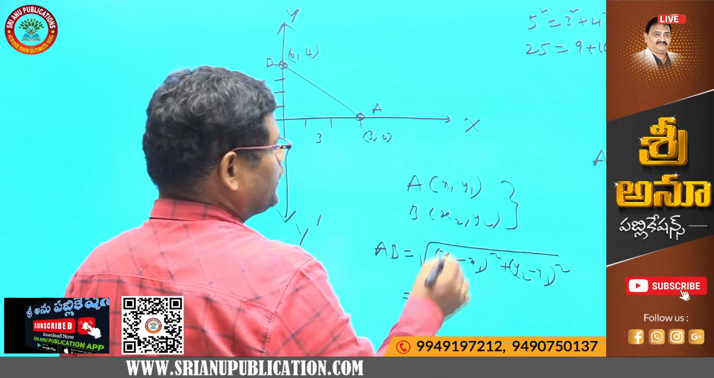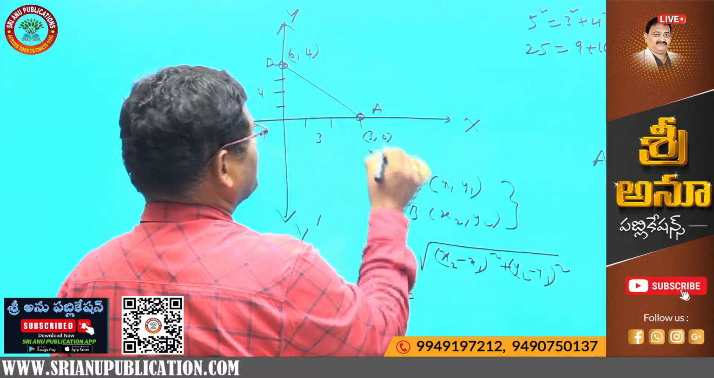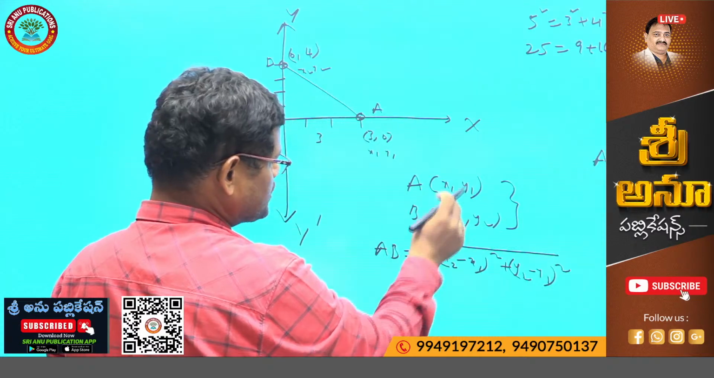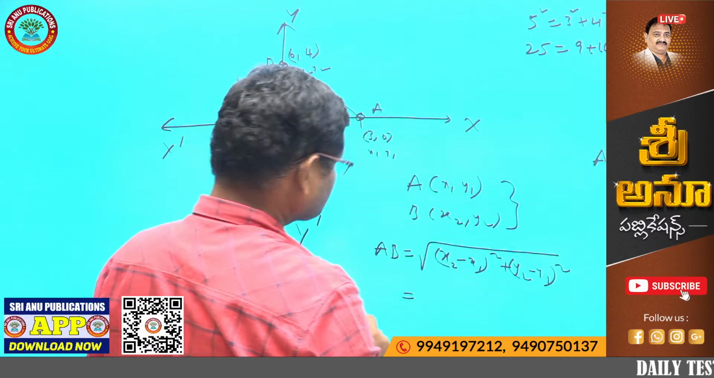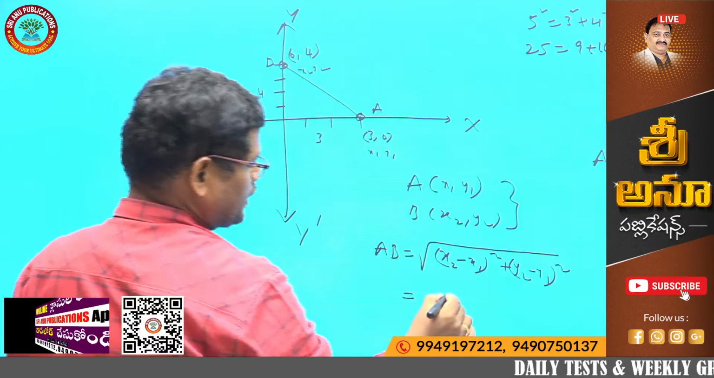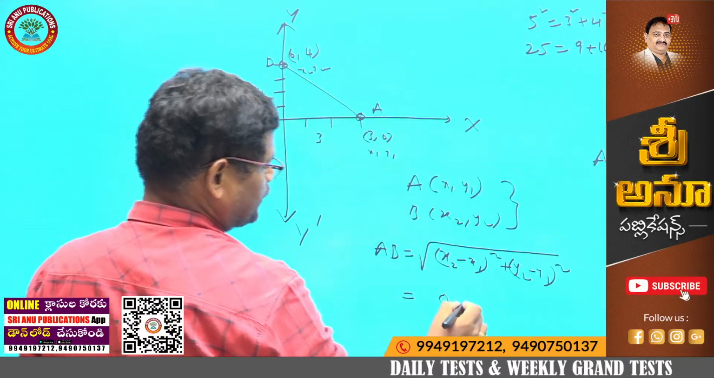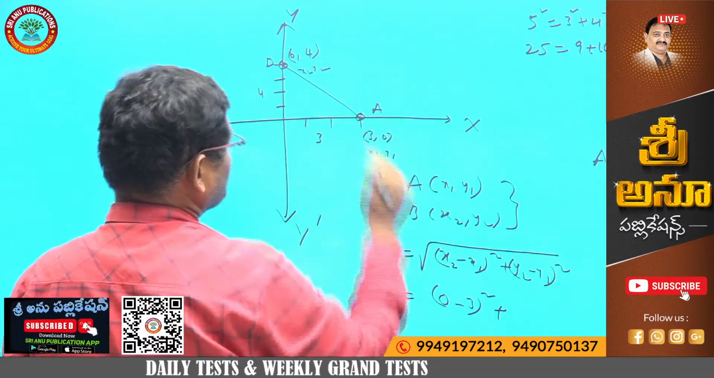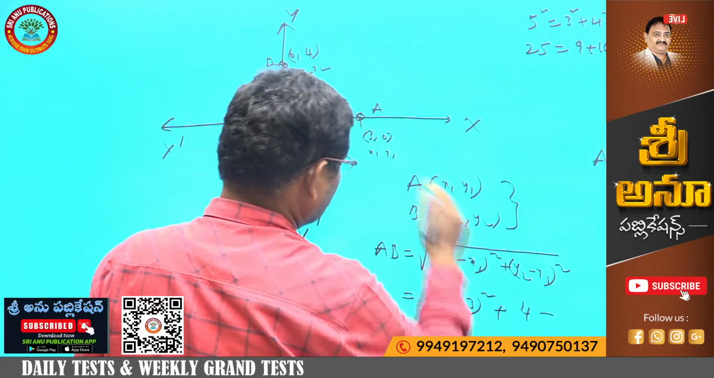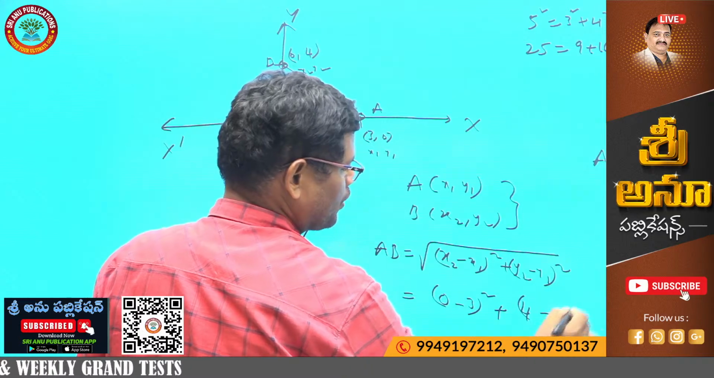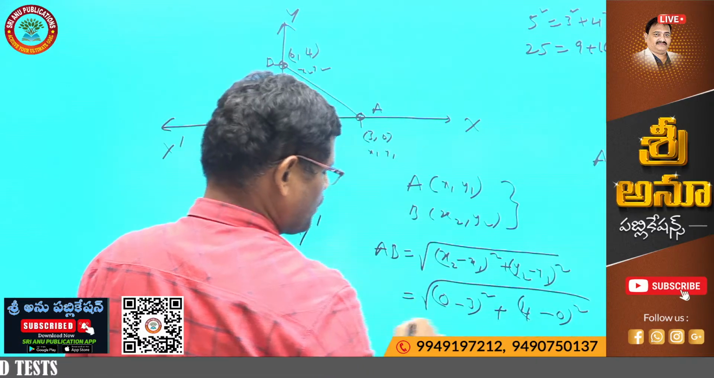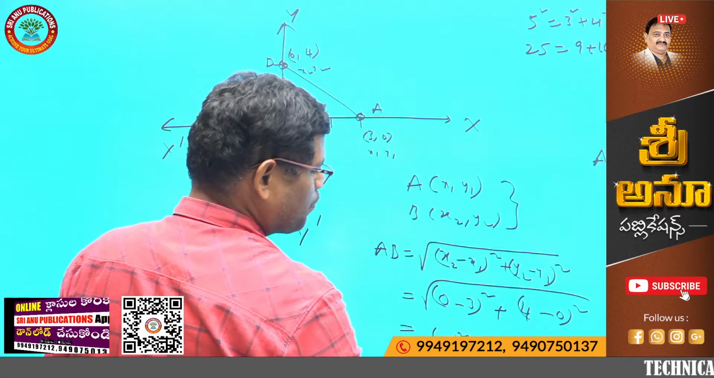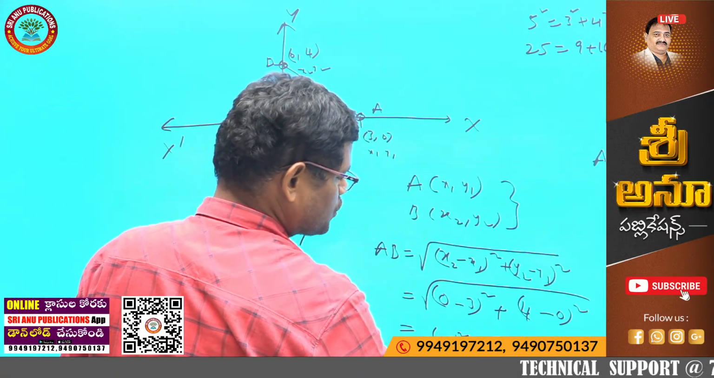Now in this one, we take x1, y1 and this is x2, y2. How much is the x2 value here? 0 is there, and x1 value is 3. Whole square plus y2 value 4 and y1 value 0. Okay, we will simplify this one. So (0 minus 3) whole square plus (4 minus 0) whole square, that is 4 square.